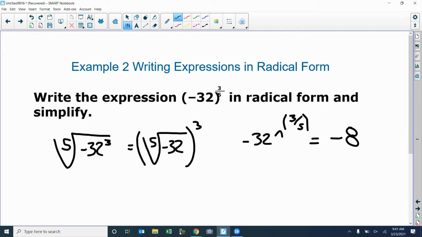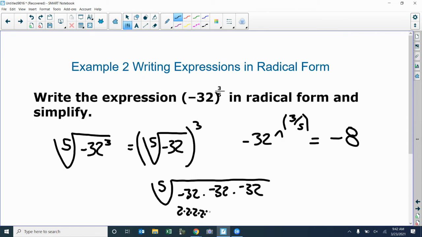Which would be fine. We could also write this as the fifth root of negative 32 times negative 32 times negative 32. 32 is a bunch of twos. In fact, 1, 2, 3, 4, 5. They're all negative here. So we got sets of 5. 2 times 2 times 2, negative 2 times negative 2 times negative 2 would be negative 8. So there it is the long way also.